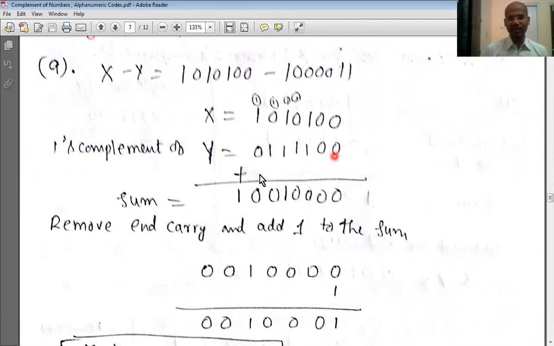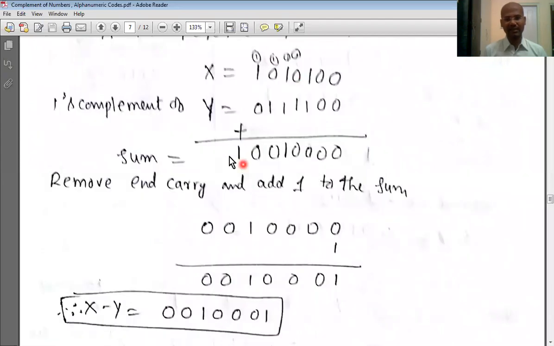Now perform the addition. 0 plus 0 is 0. 0 plus 0 is 0. 1 plus 1 is 0, carry 1. This carry 1 plus this one is 1 0. This carry 1 and this 0. 1 plus 1 plus 1 is 1 1: sum is 1, carry is also 1. This carry plus this one is 1 0: sum 0, carry 1. And this one becomes 1, sum 0, carry 1. Now we got a carry, the end carry.